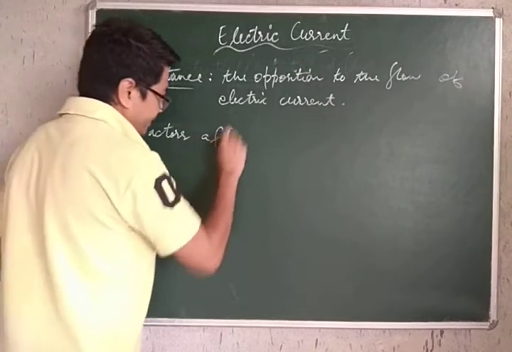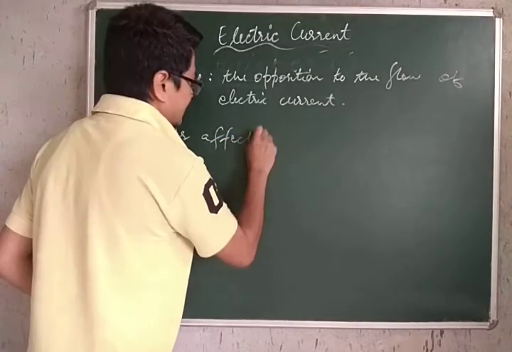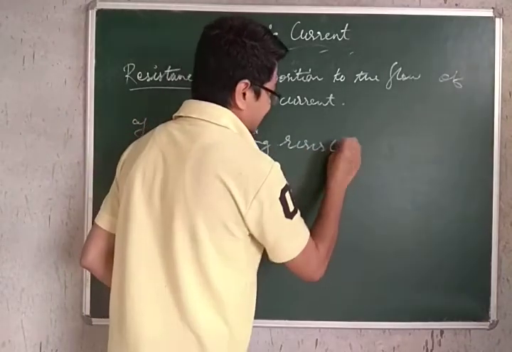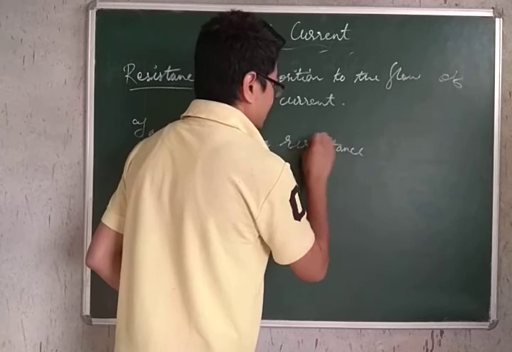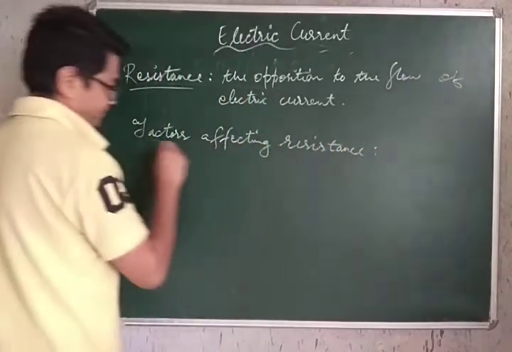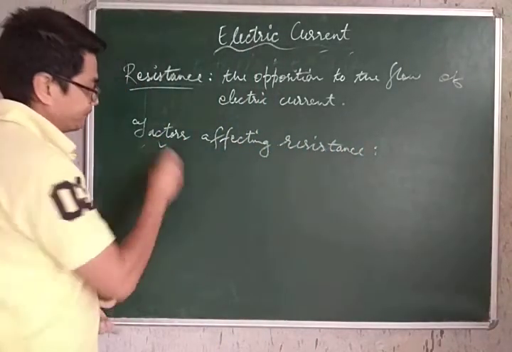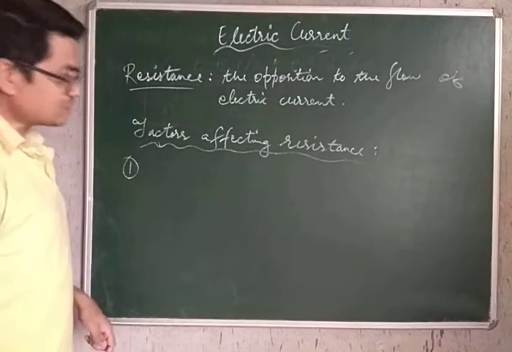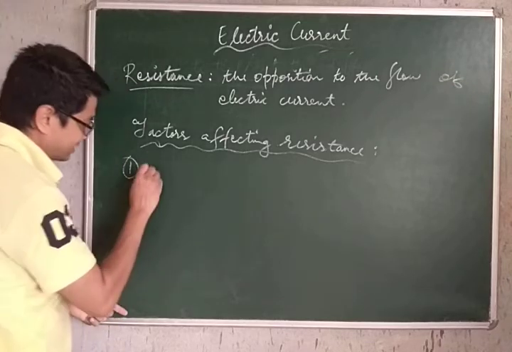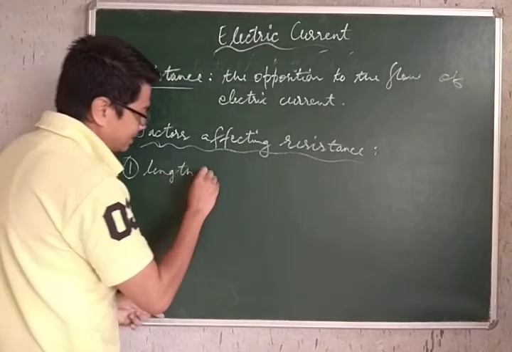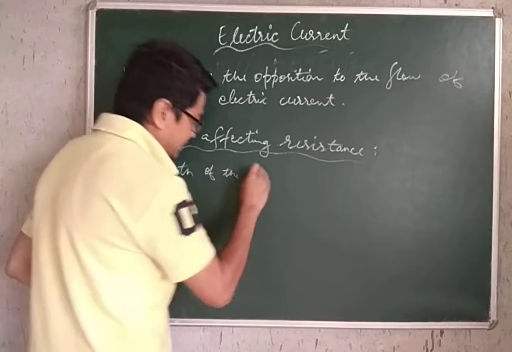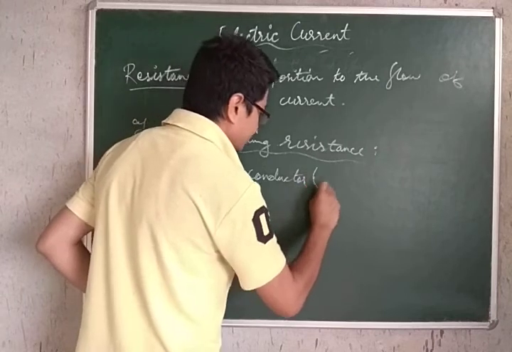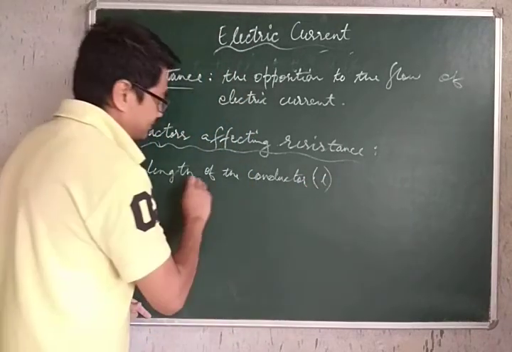factors affecting resistance. If you check your class 10 exercise book, we've written all of these notes there. All of these notes you will find there in your class 9 exercise book. So the first factor affecting the resistance of a conductor is the length of the conductor. Okay, let's say L is the length of the conductor.